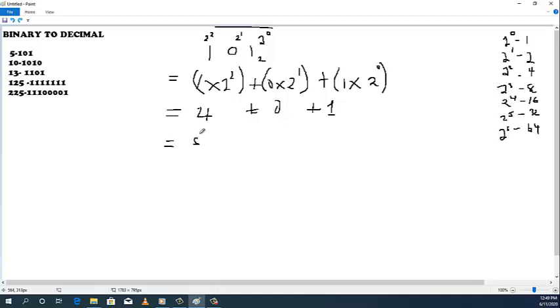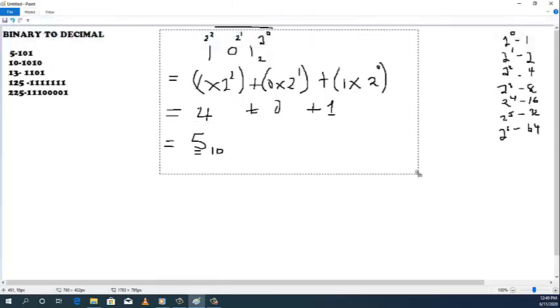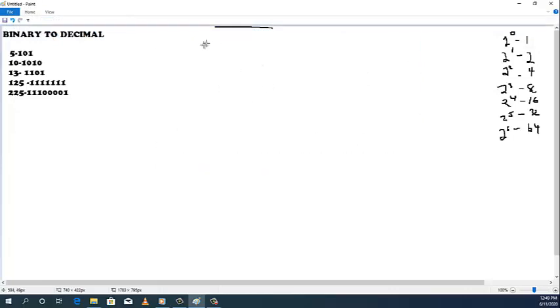So we're going to have a 5. 5 is a decimal number. So let's check here: 101 takes us to 5. So it's correct. This is how the computer works in order to give us our answer. Okay, let's take the other number, which is 1010. I'm going to clear out my board. It's very small.